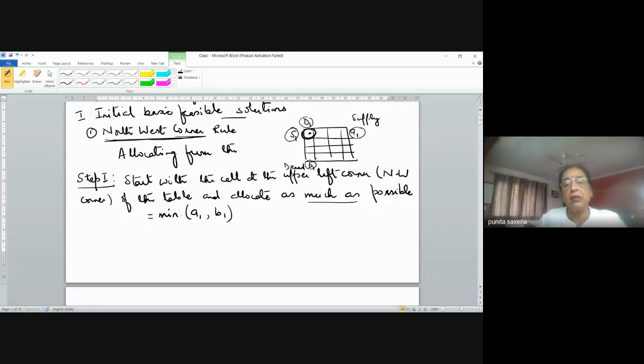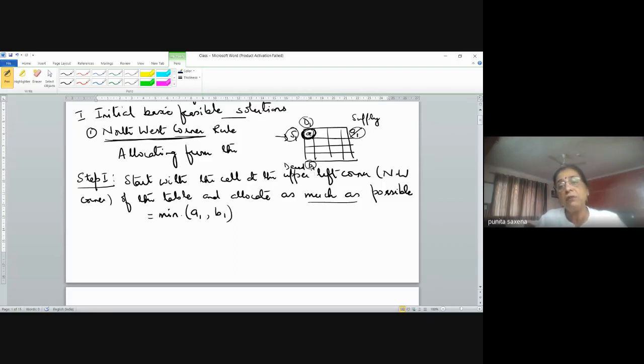Once you have allocated in this corner, say if A1 was less than B1, then you have allocated A1 units to it. That means the supply from source 1 gets exhausted. It has nothing more to supply, because whatever the first source could have supplied, it has already supplied. But if B1 was greater than A1, then the total demand is not met.